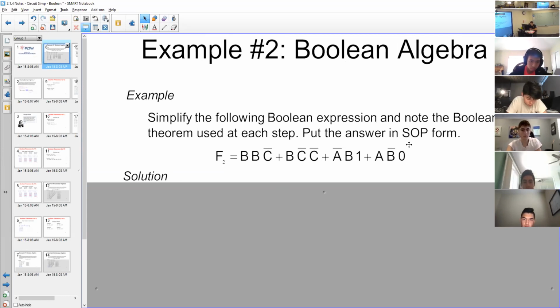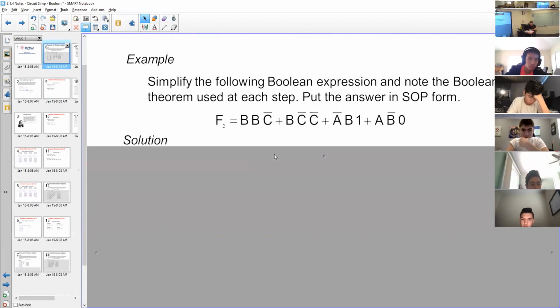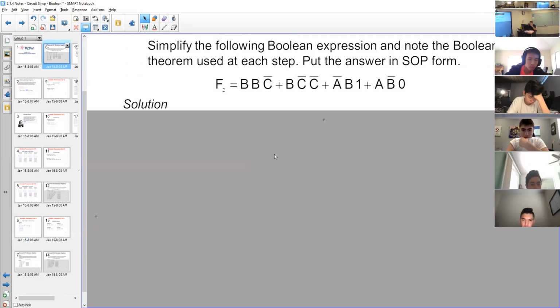So some of you might say, oh, I'm just going to start right away with B B not C, this first one, and use theorem 3, just like we did before. Some of you may say, you know what, I'm going to start with a different one. I'm going to use this A B 1, and I'm just going to make that not A B. Some of you might say, well, I'm going to start with this A not B 0, and I'm just going to make that 0, because anything multiplied by 0 is 0. So you could start with any of them. You don't have to do them in a certain order. So we'll walk through the solution to show you the order they chose, but just make sure you understand the order doesn't really matter as long as you eventually simplify all the steps down.